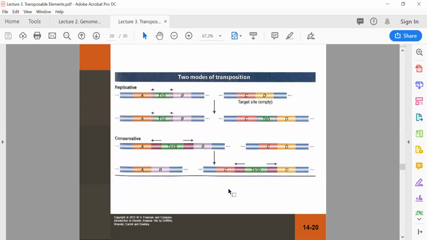So this is referred to, as I said, as cut and paste. That's a really easy way to remember it. Copy and paste and cut and paste.